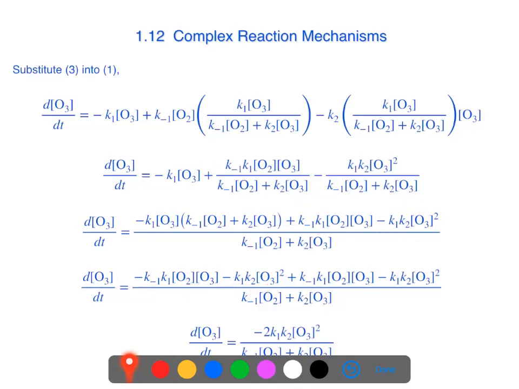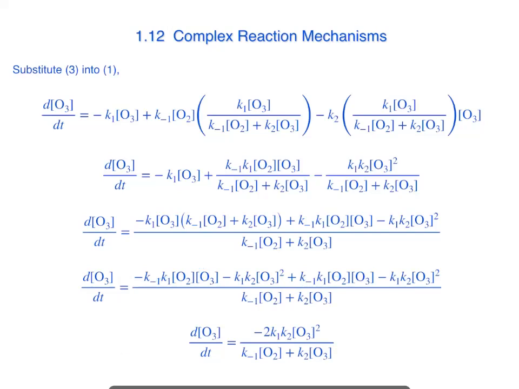Now we can see that we have some simplification. We have identical terms, the first and third terms. These are identical, but of opposite sign. And then the second and the fourth terms, these are identical, and of equivalent sign. And so we see these will cancel out, and we'll add these two together. So we end up with an overall expression for the formation of ozone, which is a quotient of a minus 2 K1, K2 concentration of ozone squared all over that common denominator.